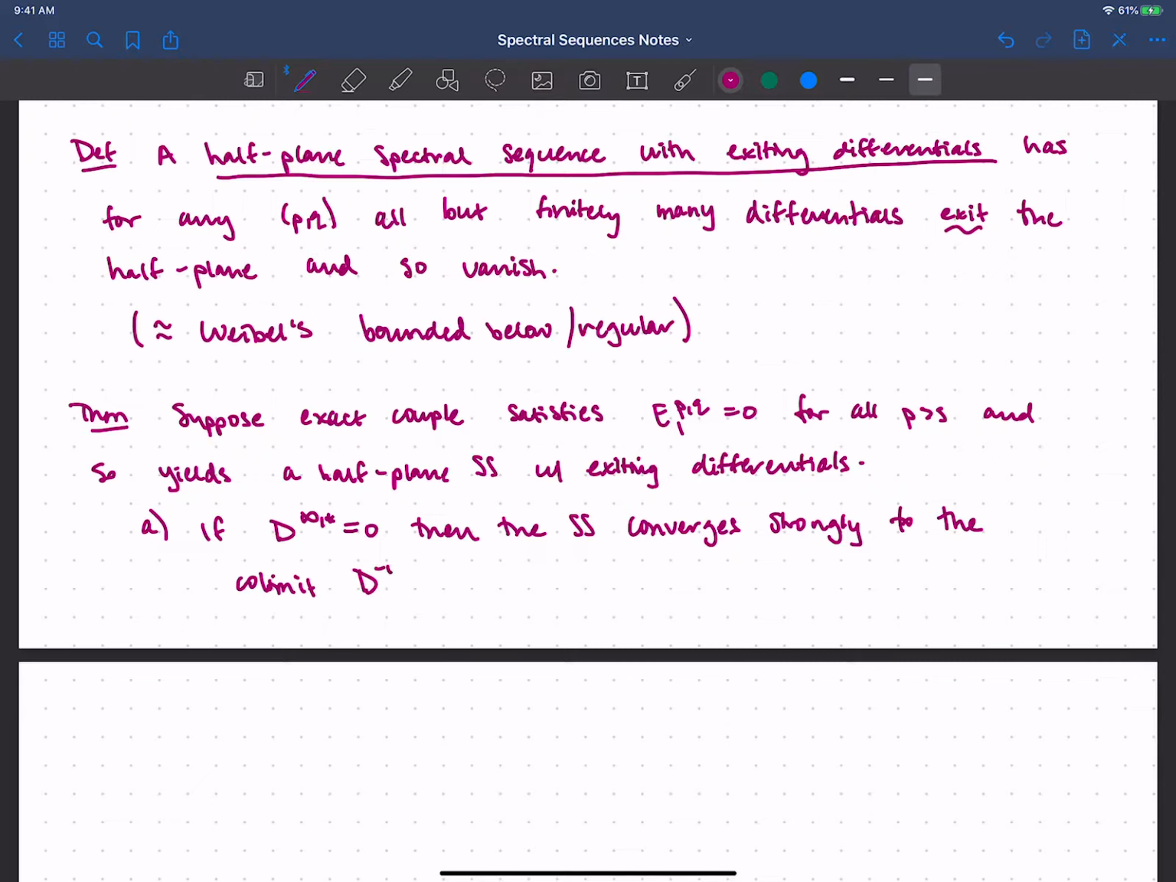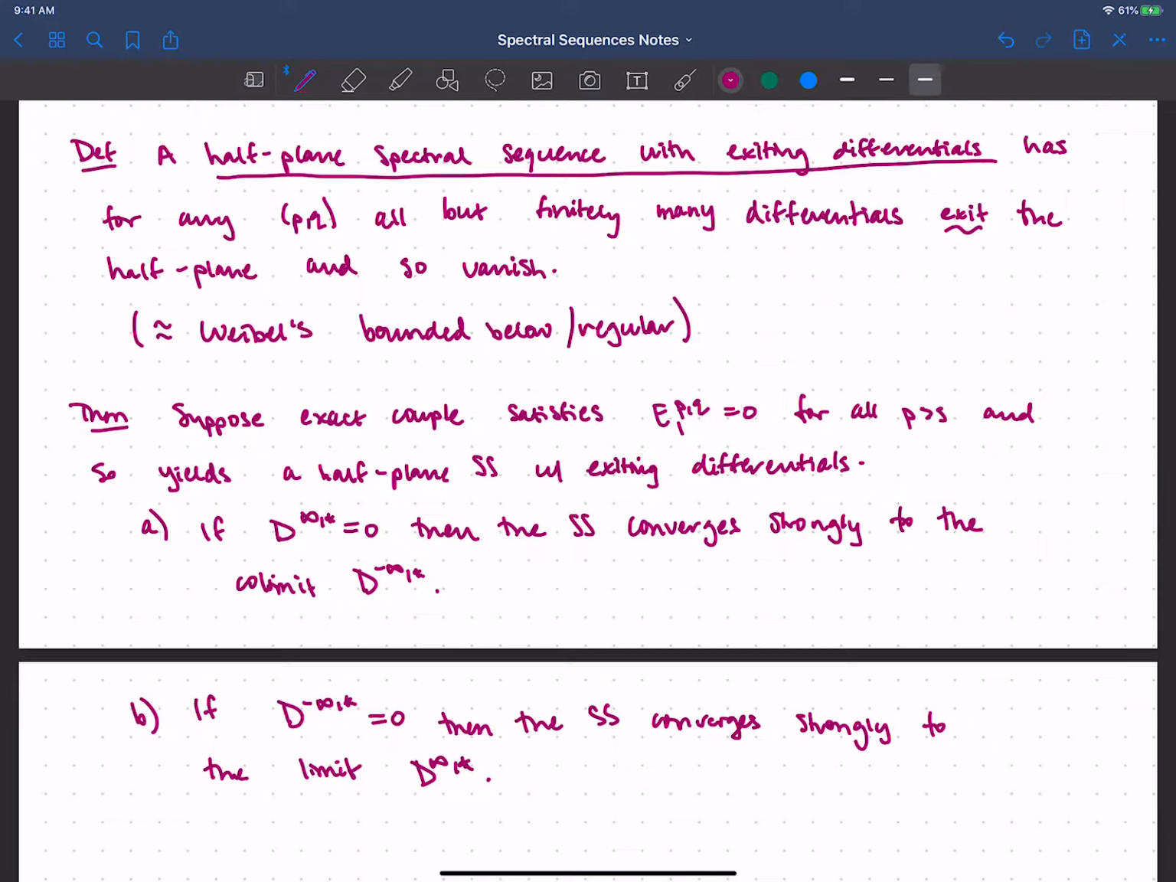So that's what I mean about identifying these as the things that we're converging to. And when I say it converges strongly to the colimit, I also mean that those E infinity terms are the filtration quotients. So I won't write that, but it's implied here. And alternatively, if we know that the colimit is 0, well, then we have this half-plane spectral sequence, and the spectral sequence converges strongly again to the limit. And that's d infinity star.